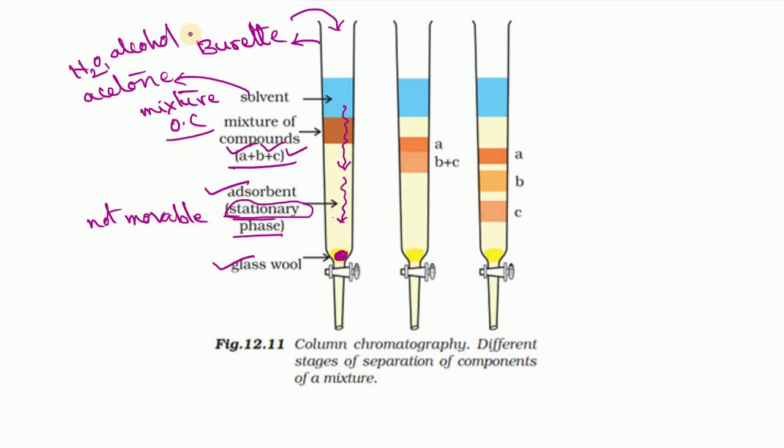So these components A, B, C will be separated according to their absorption capacity. The more the absorption, the more quickly it will be absorbed here; the less the absorption, the more slowly. A has more absorption capacity and B, C have less, and they are separated like this, A, B, C, with some color. This is called column chromatography.